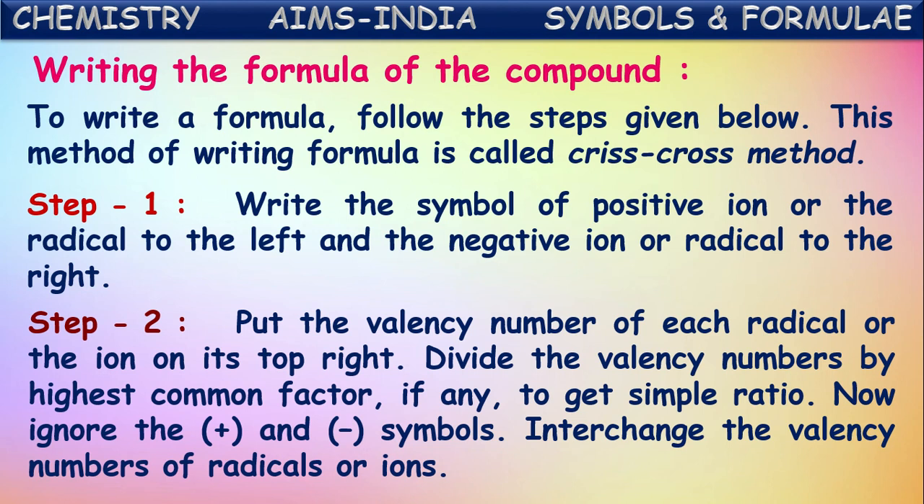After mentioning the valency of each ion or radical, we have to eliminate the common factor from their valencies. Or simply we can say, divide the valency numbers by the highest common factor if any to get the simplest ratio. Or we can say, eliminate the common factor from the valencies of both ions. Now we have to ignore the positive and negative symbols in those charges. And then we have to interchange the valency numbers on the radicals or ions.